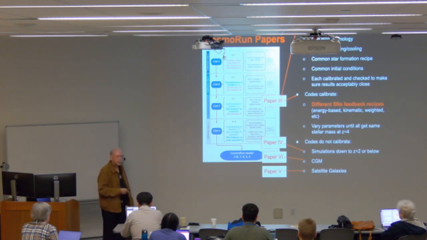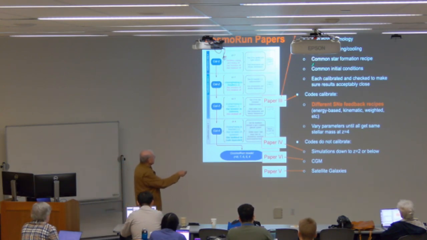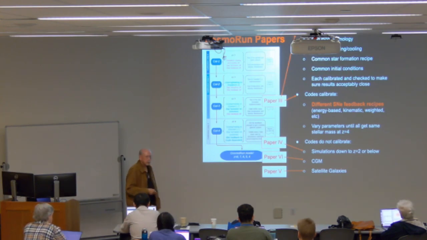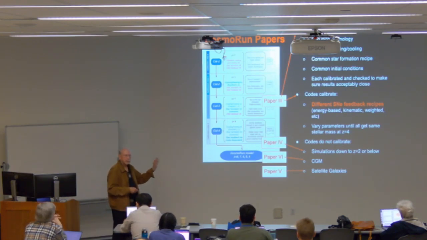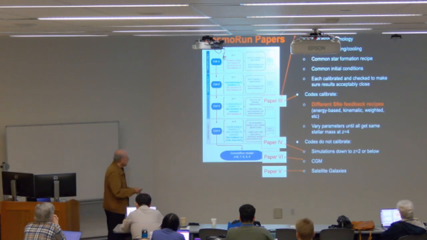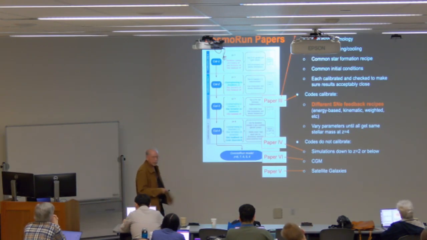Santi Roca-Fabrega was the first author. And so we calibrated cosmology, common heating and cooling, star formation recipe, initial conditions, and we made sure that at redshift 4, the simulations agreed within a factor of 2 or so in the stellar mass generated. We then didn't do any further calibrations, we just let the simulations run. And the next 3 papers are describing what came out.